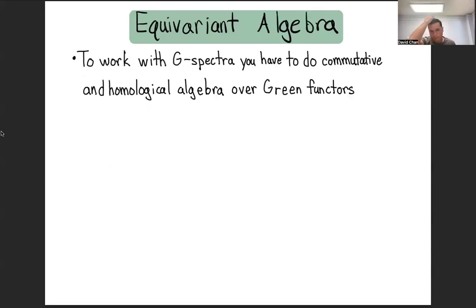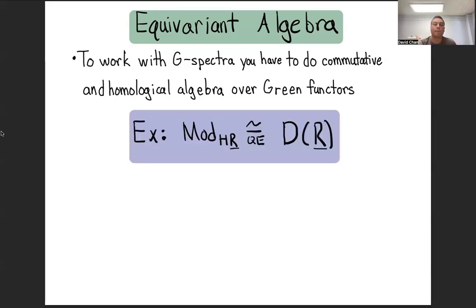Okay. So to reiterate, if you want to work with G spectra, you have to do commutative and homological algebra over these green functors, right? If you want to do something like the universal coefficient spectral sequence, then you're going to take Tor over some maybe graded green functor, right? So you have to study these things honestly as green functors and modules over them.